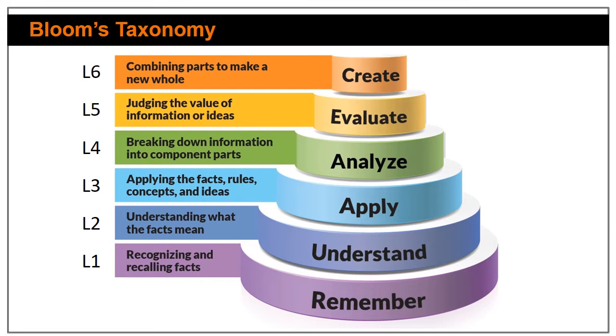Bloom's Taxonomy has 6 levels in it. Starting from the bottom of the pyramid, it is remember, which is about recognizing and recalling facts. Moving slightly up, it is understand, then apply, analyze, evaluate, and create. So let's understand the first 3 levels by an example.